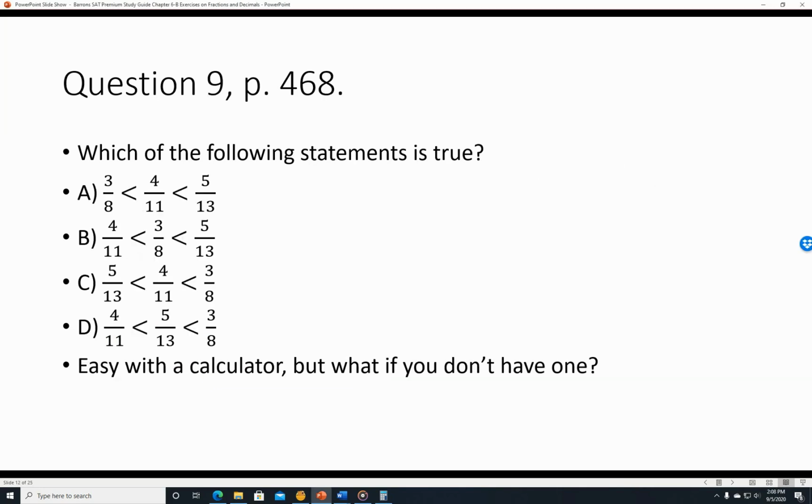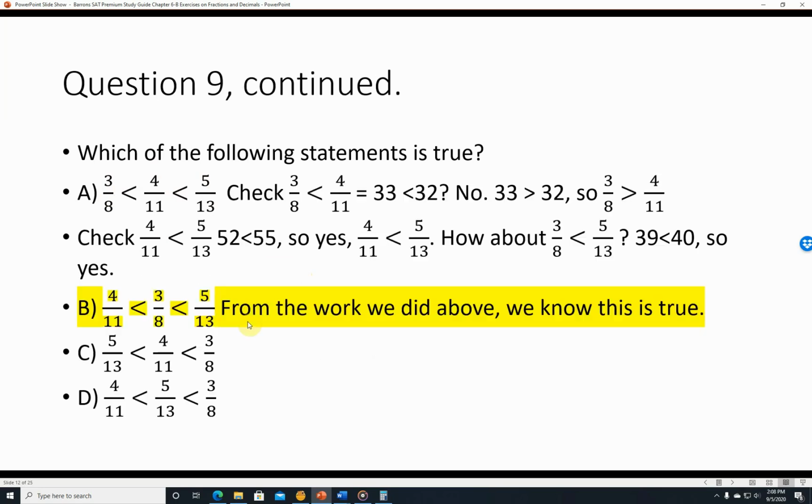All right, so question 9, page 468. Which of the following statements is true? 3/8 is less than 4/11 is less than 5/13. 4/11 is less than 3/8 is less than 5/13. Okay, so we can see they're all variations on the same fractions, 3 over 8, 4 over 11, 5 over 13. So they want to know what's the smallest, what's in the middle, what's the biggest. That's really easy to do with a calculator, but what if you don't have one, or it's the no calculator section, or what have you?